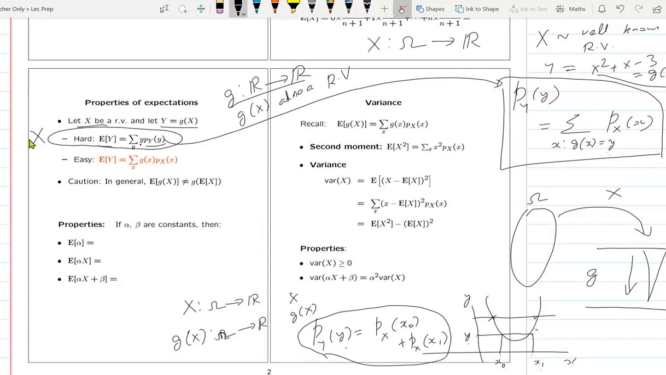So what you can do is, another way of writing the same thing is this formula. Do you know how that formula is obtained? Why is this equal to this? So you have summation of y times p_Y of y. Why is that equal to this?